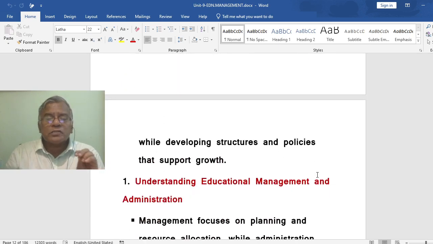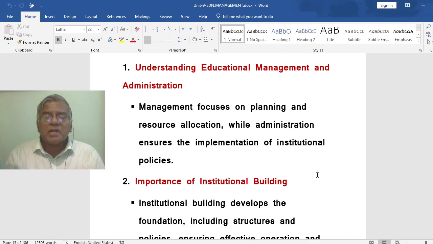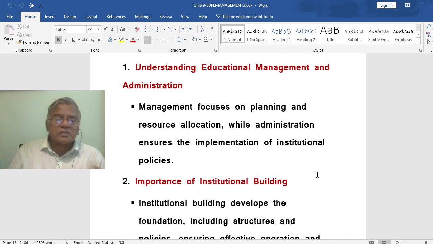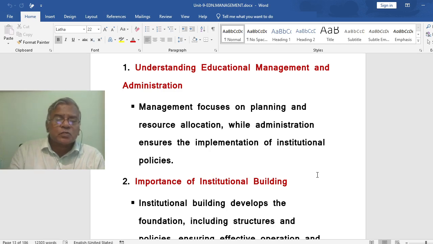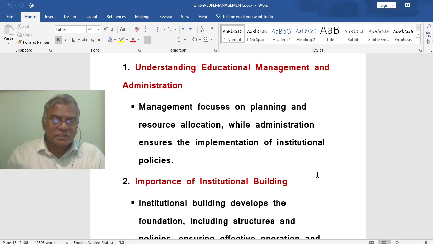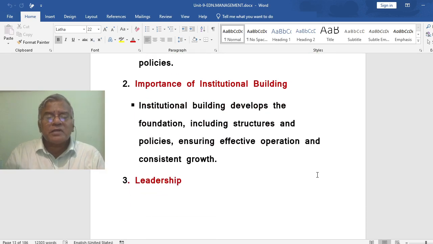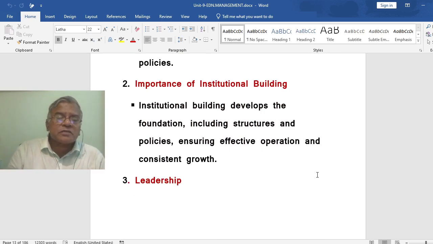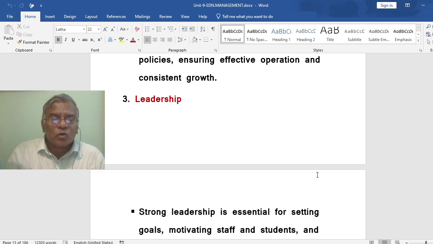How is institutional building done? Through understanding educational management and administration. This is how an institution is built. Management focuses on planning and resource allocation, while administration ensures the implementation of institutional policies. What is the importance of institutional building? It develops the foundation, including structures and policies, ensuring effective operation and consistent growth.